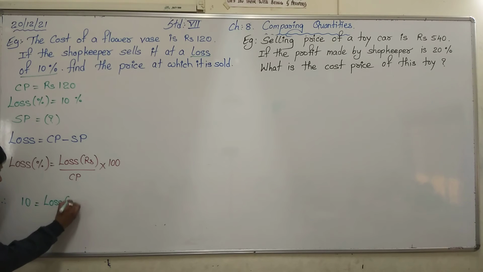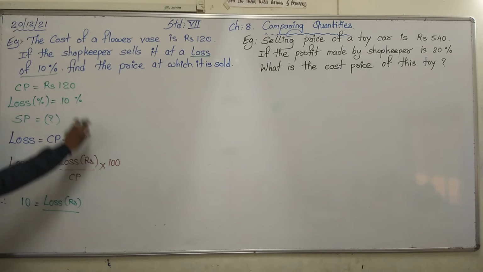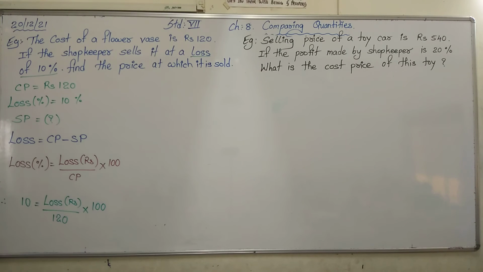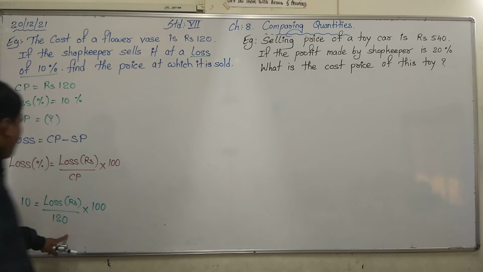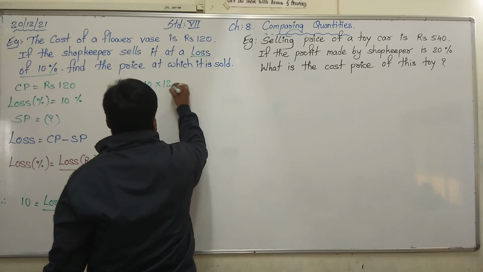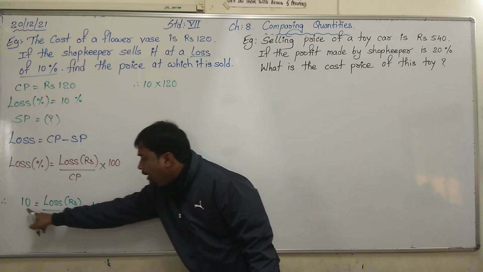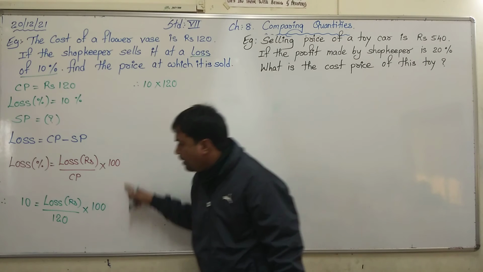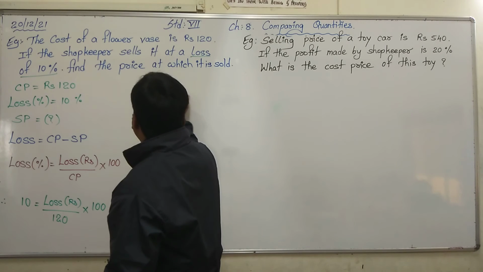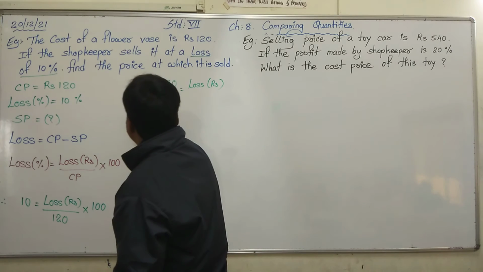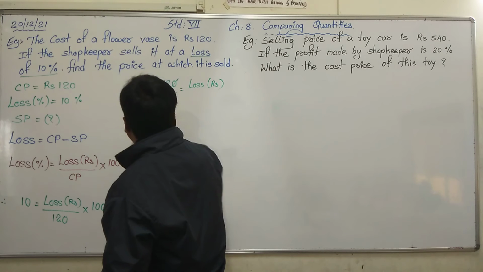We have to find loss in rupees upon CP, 120, multiplied by 100. Are you getting the idea? Yes. Now transfer. Therefore 10 into 120 is equal to loss in rupees upon 100. 120 has shifted to the left hand side. 100 is in which form? On the other side, upon 100 is equal to loss in rupees. Therefore zeros cancel.